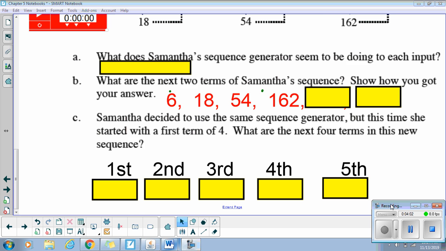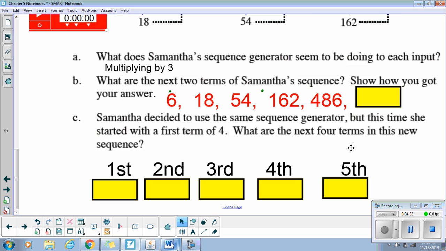So at this point, you've pressed play again. It says, what does Samantha's sequence generator seem to be doing to each input? Well, each input seems to be multiplied by 3 to get the next number. Then it says, B, what are the next 2 terms of Samantha's sequence? Show how you got your answer. Well, I rewrote the original, 6, 18, 54, 162, and we know we're multiplying by 3. So I took 162, I multiplied it by 3, and I got 486. I took 486 and I multiplied by 3, and I got 1,458.